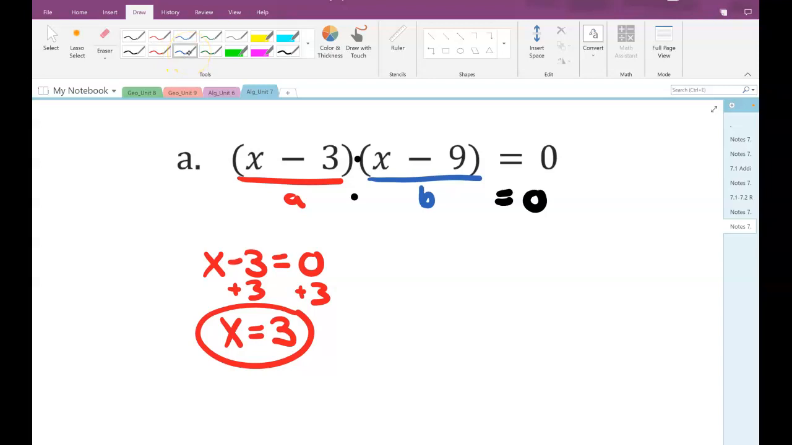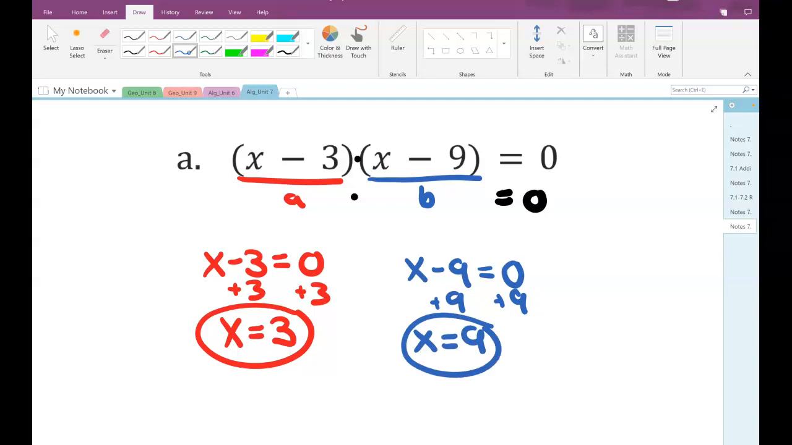How we find our second answer is by taking our second parentheses and setting it equal to 0. Setting it equal to 0 is finding the value of x that makes one of these parentheses 0, so then we can use our zero product property. So to solve, we'd have to add 9 to both sides. Then we get our value for x. Plus 9 and plus 9. So x is equal to 9. That's our second answer.